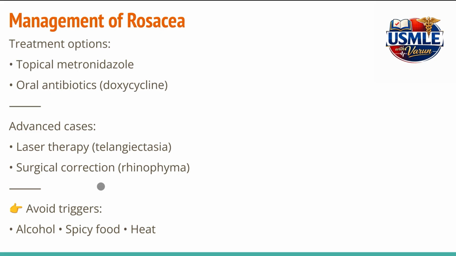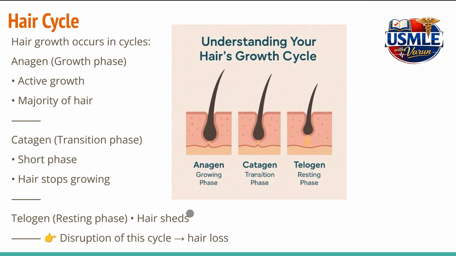Equally important, along with laser therapy and surgical correction, is the lifestyle modification. Patients should avoid triggers such as alcohol, spicy foods, and heat and sun exposure because all these things can worsen flushing. So treatment is both medical and behavioral in rosacea.